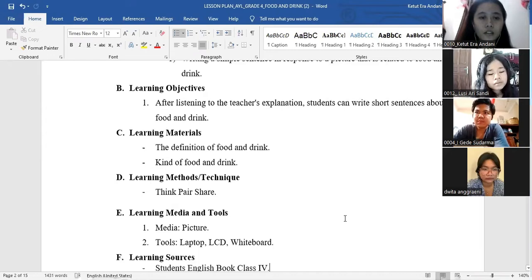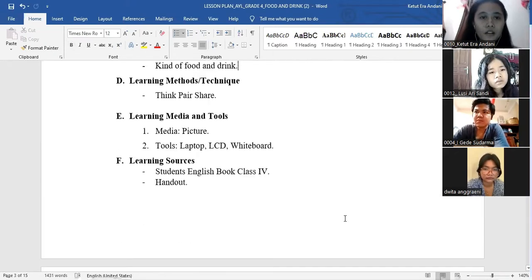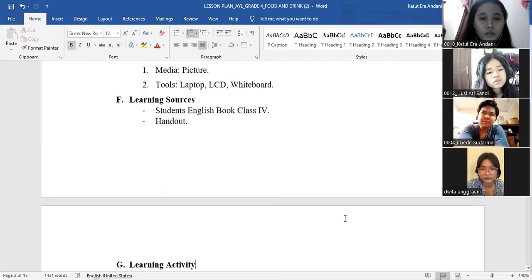B. Learning objective. After listening to the teacher's explanation, students can write short sentences about food and drink. C. Learning materials: the definition of food and drink and kinds of food and drink. D. Learning methods and techniques: Think Pair Share. E. Learning media and tools. Number 1, media is pictures. Number 2, tools are laptop, LCD, and whiteboard. F. Learning source: student English book class 4 and handout.